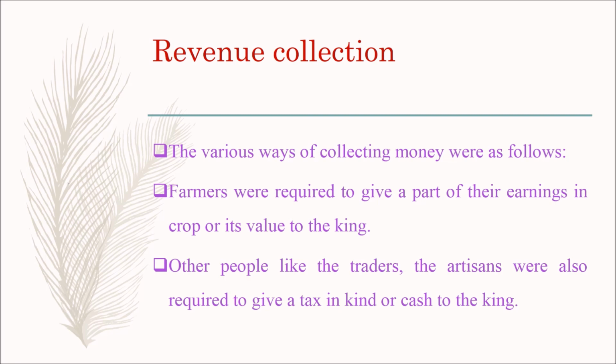So, there are various ways to collect money, as follows. The first one is farmers were required to give a part of their earnings in crop or its value to the king. Second one, other people like the traders and the artisans were also required to give a tax in kind or cash to the king.